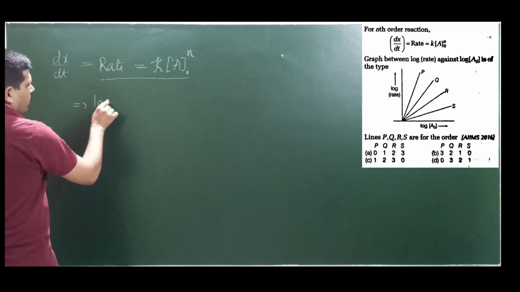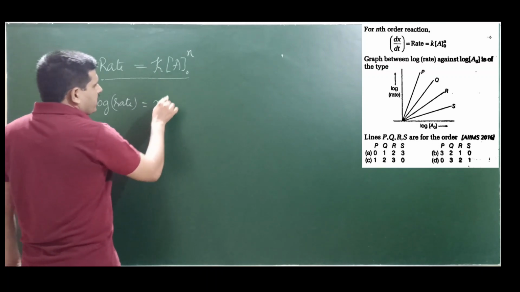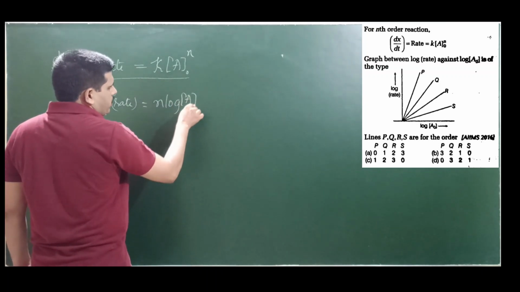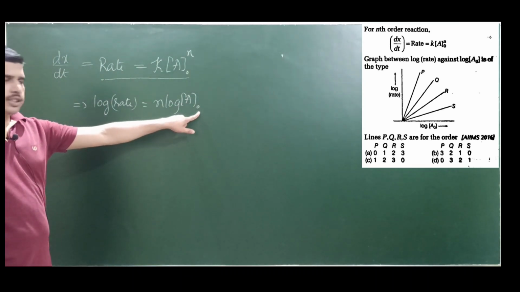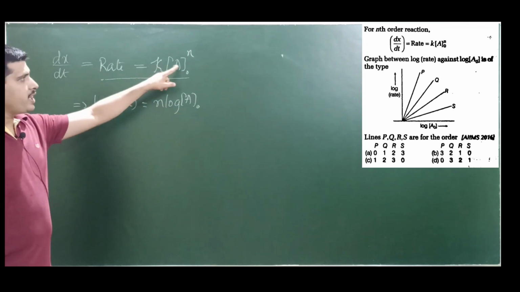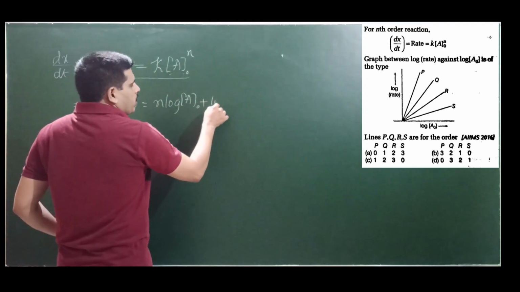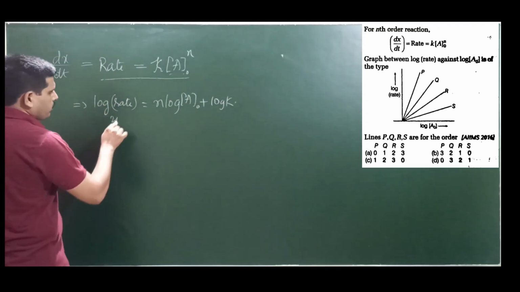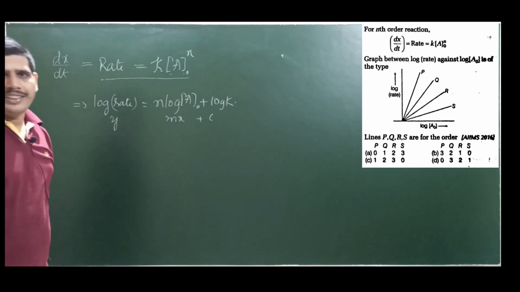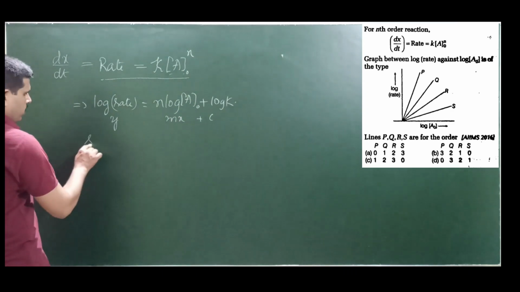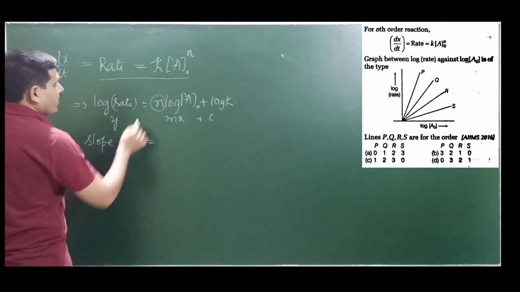This implies that log of rate is equal to n into log of concentration of A naught, or concentration of A at the beginning. Are you getting, dear students? Log of A into B is log A plus log B. So I'll take A as this one, B is here. So plus log k. So this is of the form y equals mx plus c. You are supposed to get a straight line, and whatever we got there is correct, isn't it? Where slope is equal to n, where n is the order.